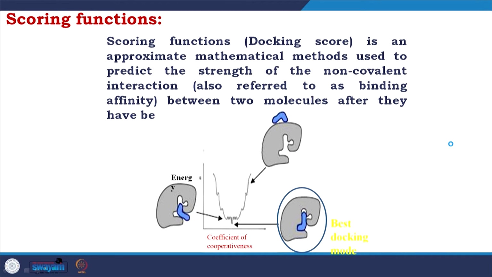Coming to the scoring function. A scoring function is an approximate mathematical method used to predict the strength of the non-covalent interaction between two molecules after they have interacted. So, it is an energy profile, you analyze those and then you get the best docking mode. Before going into details, scoring is a very challenging job. Why?